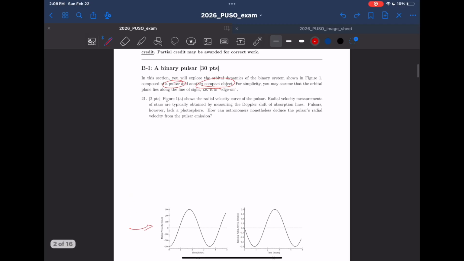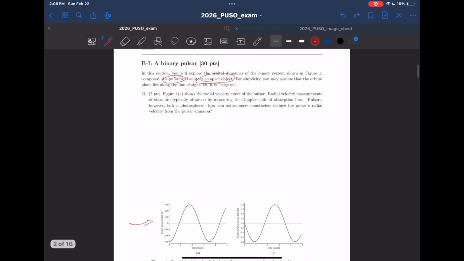First off, just to keep things simple for the solution, on the later parts we assume that m1 equals m2. So you're assuming that these two objects are basically both pulsars. They have the same mass. And one thing to observe is that from this curve, we're observing a perfect sinusoid. So since it's a perfect sinusoid, we expect that the eccentricity is 0.